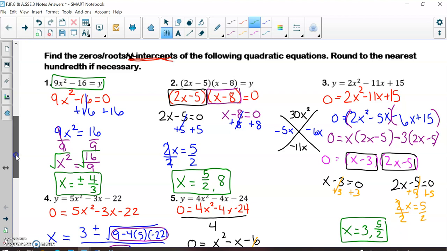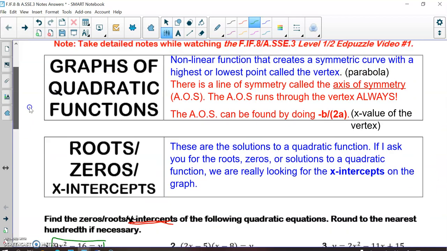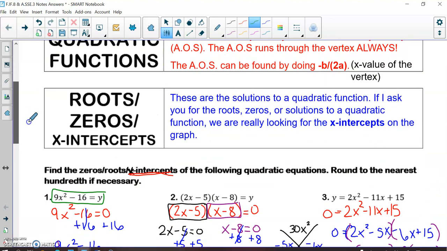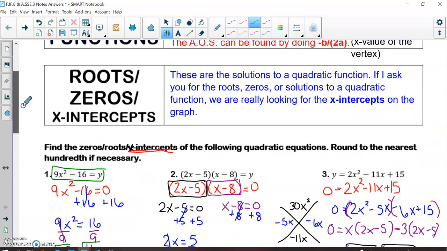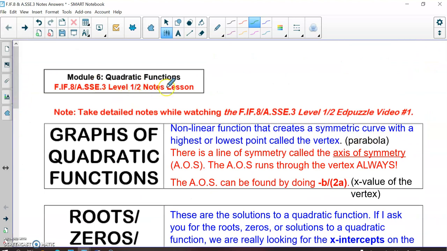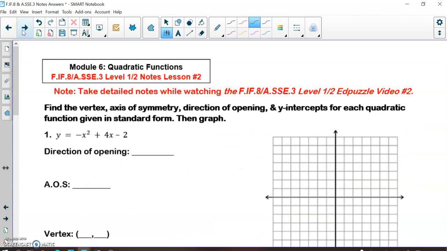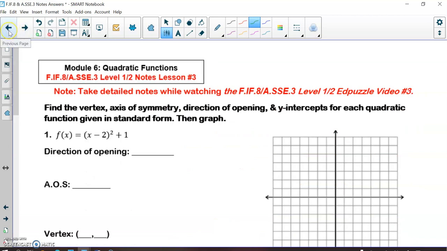All right, so we will need to be finding the roots and the zeros and the x-intercepts within this standard again. This is a very important concept that you will carry on throughout high school. So we're reviewing this again because you will see this a lot in the upcoming years. But this is the end of levels 1-2, lesson number 1. And then you will have lessons 2 and 3 for levels 1-2. So go ahead and move on to the next lesson.